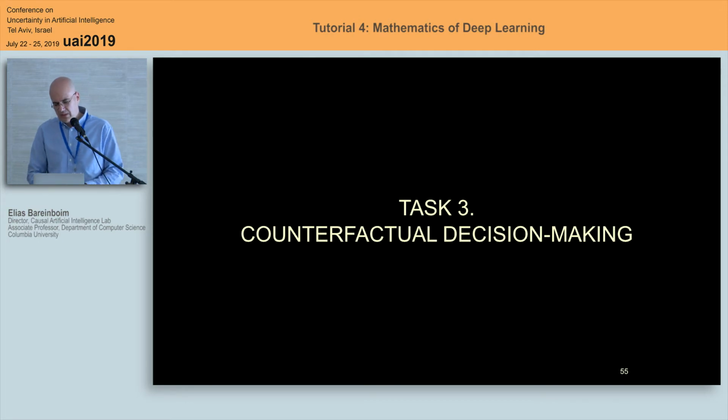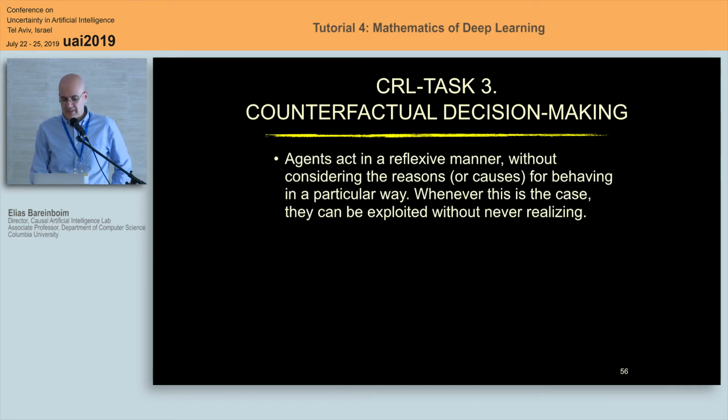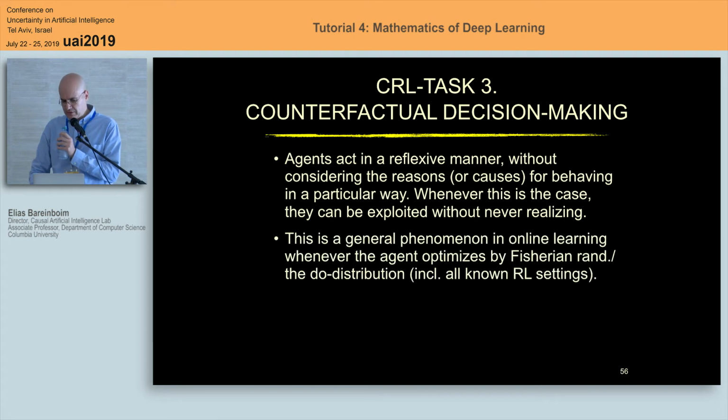Okay. Now, I would like to talk about counterfactual decision making. This is work with Elias Bareinboim, and Andrew Forney, who was a student in the group. Agents act in a reflexive manner without considering the reasons or the causes for behaving in a particular way. Whenever this is the case, they can be exploited forever without ever realizing it. You can inflict infinite loss on these agents.